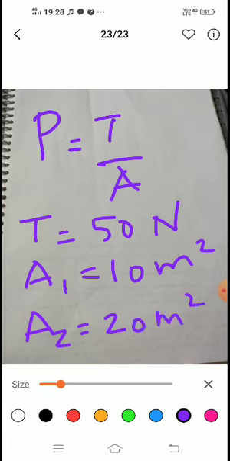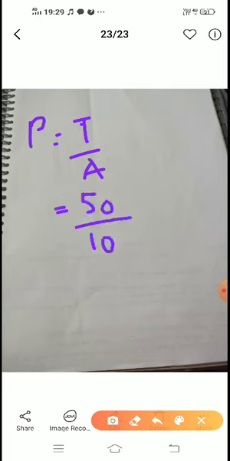So for a given thrust which is going to act on two different areas, let me calculate my pressure. The first one is 10, the other one is 20. In case of my first area, pressure is equal to thrust acting on the area. Thrust is 50, and in the first case the area is 10. So 0 and 0 will get cancelled, you will get 5. And don't forget the units. What are the units? Newton by meter square.